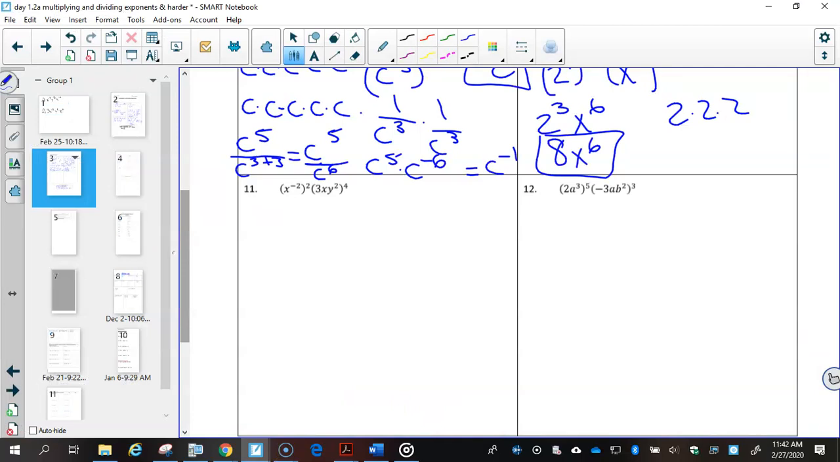Okay. Now we have a bunch of exponents. These two are multiplying. This 4 is multiplying to the 2. It's also multiplying to x's exponent and 3's exponent. If you need to rewrite it, you can do that.